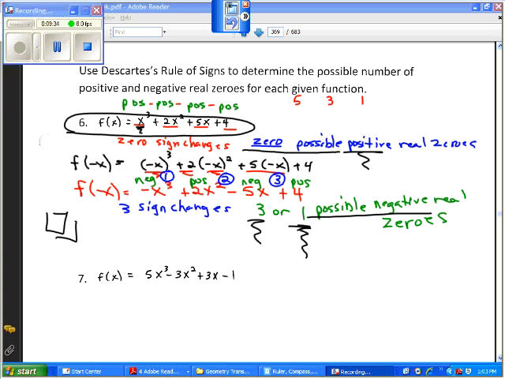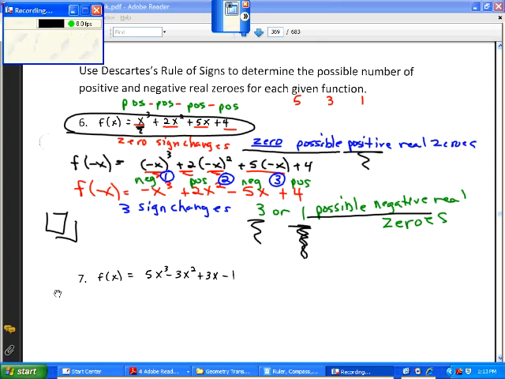So I said 3 or 2 here, and it's 3 or 1. 3 or 2 less than 3, which is 1 possible negative real zeros. There we go. Boy, you got to think about that. Okay, any questions on number 6?